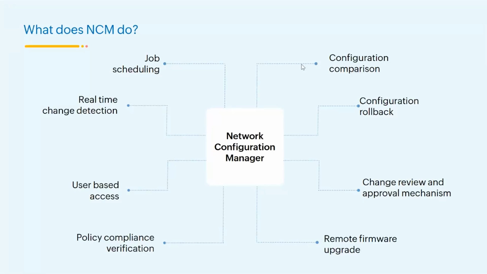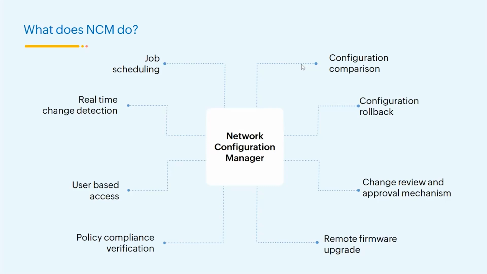Let's start with job scheduling. What is it? With Network Configuration Manager, you can schedule network operations such as backups, executing configlets, or other tasks. Suppose there are operations that don't need to be performed immediately. Those can be scheduled for the appropriate time using the job scheduling option.